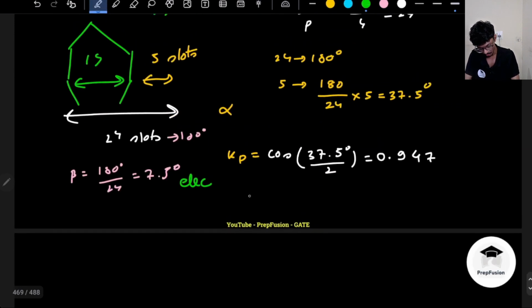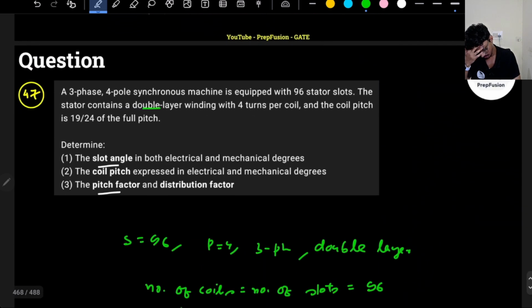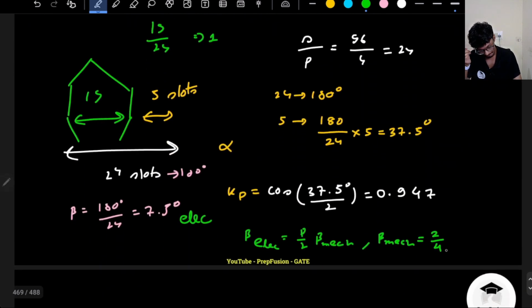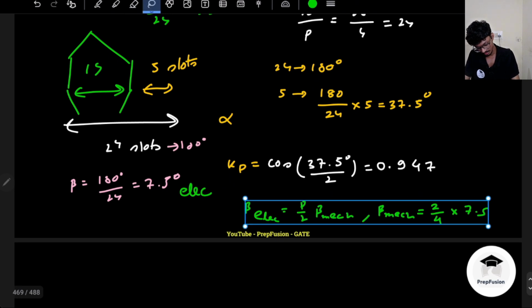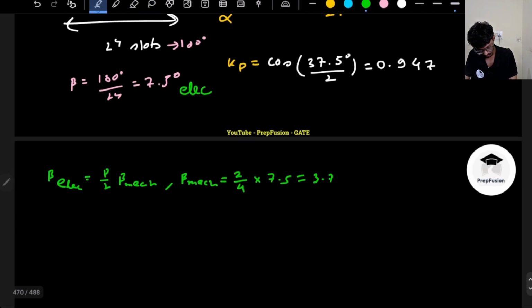So what is beta mechanical? I know beta electrical is P by 2 into beta mechanical, right? So beta mechanical is equals to 2 by P into beta electrical. Number of poles is basically 4. So 2 by P into beta electrical, that is 7.5. So it will be even lower, right? So beta mechanical will be this divided by 2 basically. So this will be 3.75 degrees. So this will be the first part of the answer.